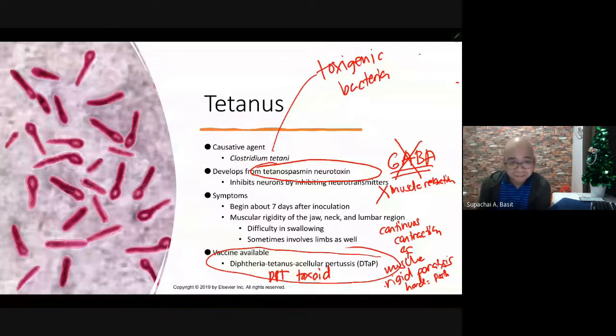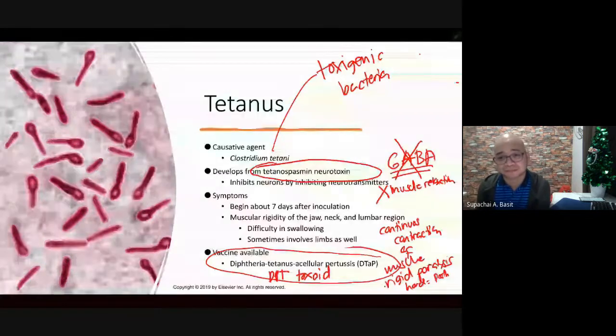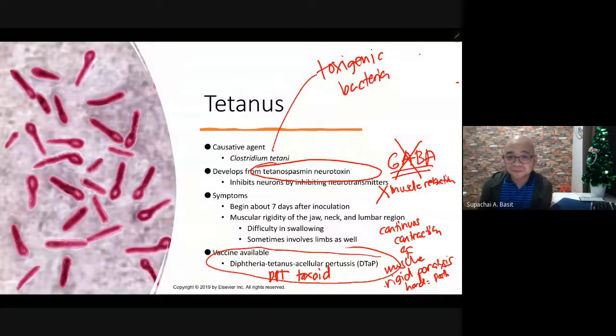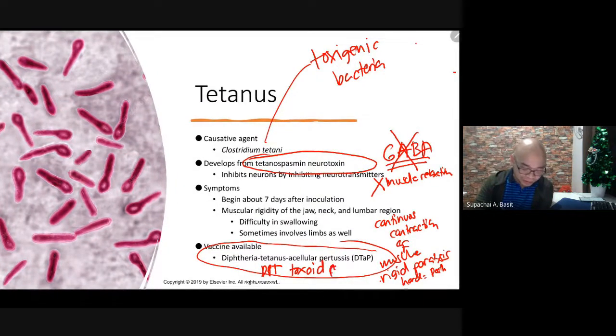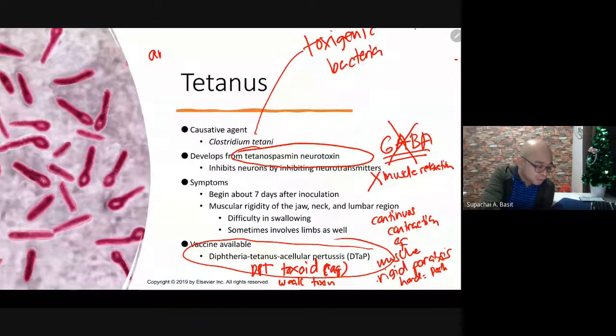Okay, so what's the purpose of the vaccine? These vaccines are being given to neonates or to infants or to anyone who is at risk of getting tetanus. So if someone receives toxoid, and toxoid is actually an antigen, and toxoid means it is a weak toxin. If we receive weak toxin, our immune system will produce anti-toxin.